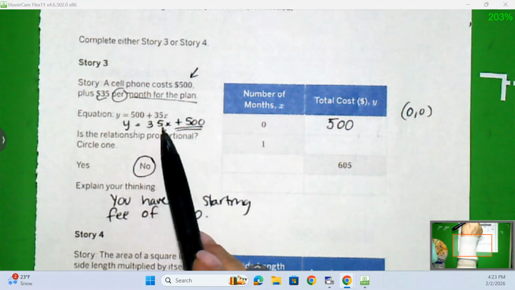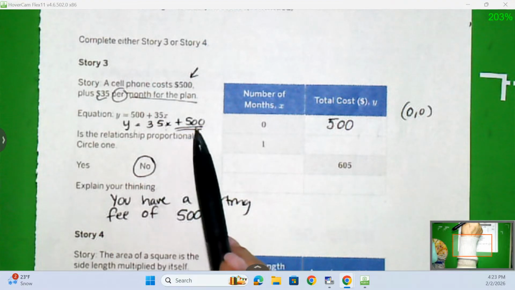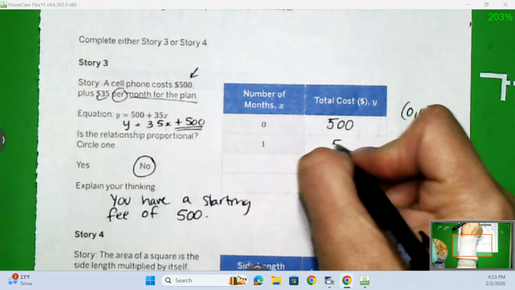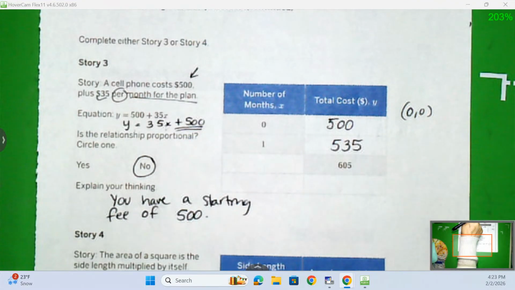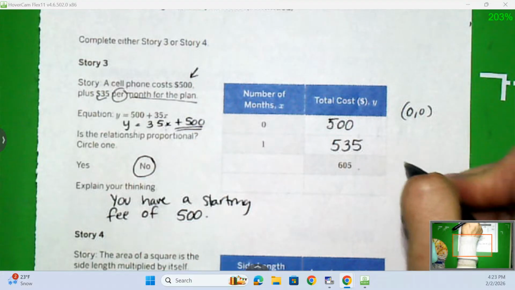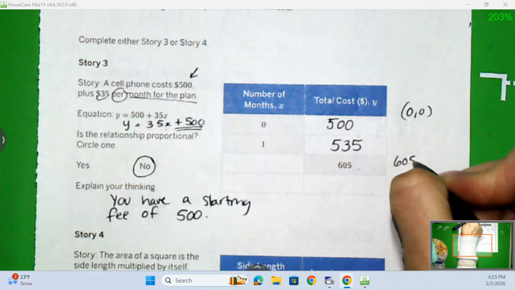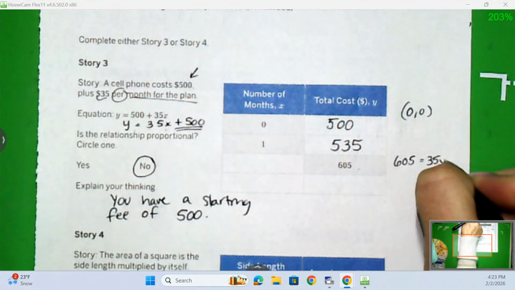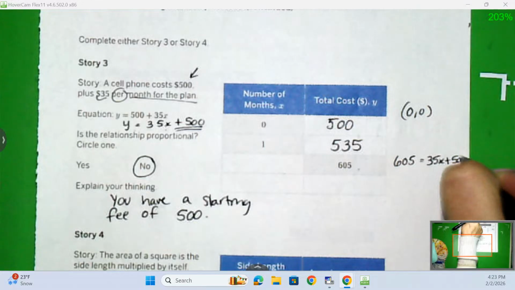If x is 1, 35 times 1 is 35 plus 500. That's going to be 535. Here we're given the y. So for this one, I'll work it out this way. 605 is equal to 35x plus 500. Solving for x, we're going to subtract 500 from both sides.